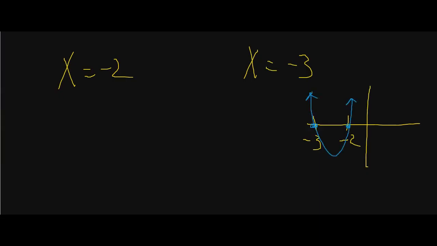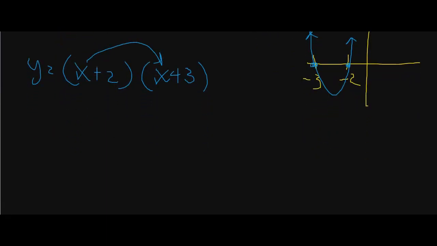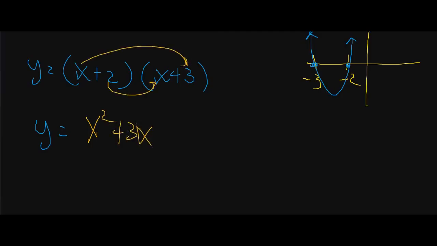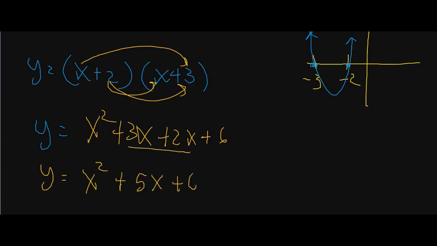Okay, now if we wanted to write this in factored form, well, this is negative 2, so it's the opposite. We're going to get x plus 2, and then over here we're going to get x plus 3. And if you don't believe me, we could verify this. x times x, we're just going to get y is equal to x squared, and then x times 3, which is going to give me 3x, and then 2 times x is going to give me 2x, and then 2 times 2 is going to give me 6. So we're going to get y is equal to x squared plus, we just add these, 3x plus 2x is 5x plus 6. And there we go.